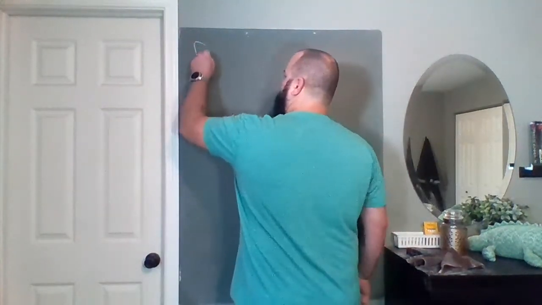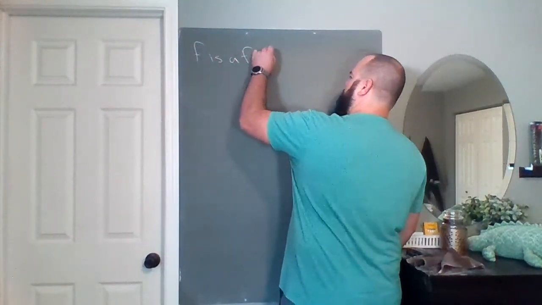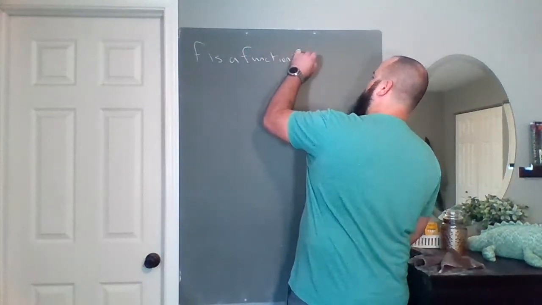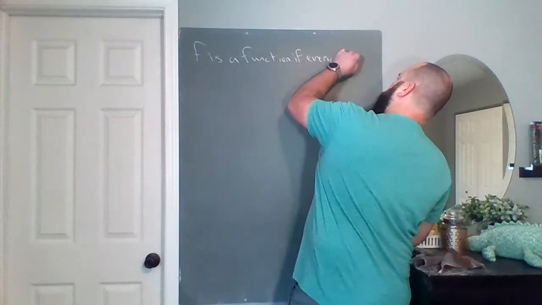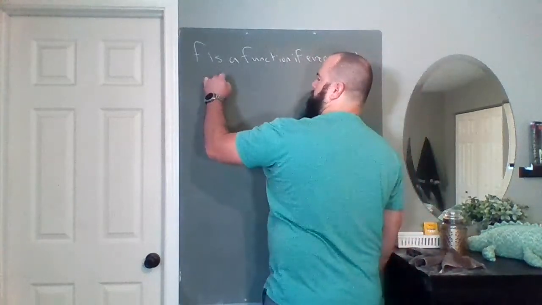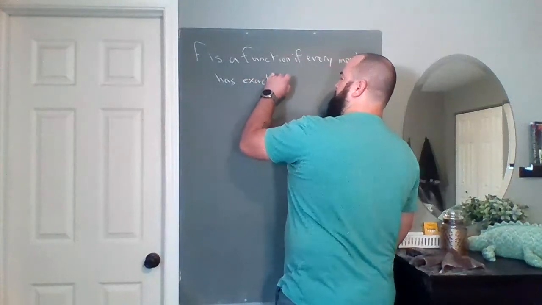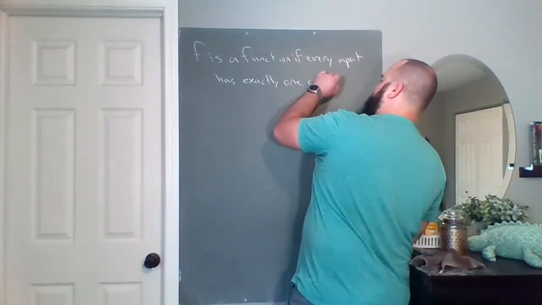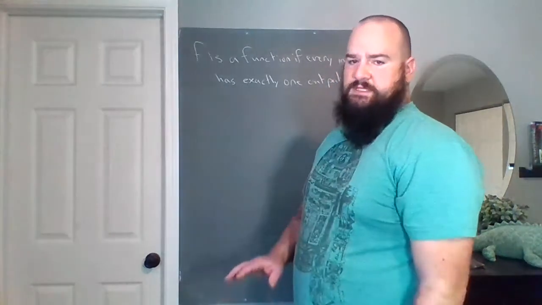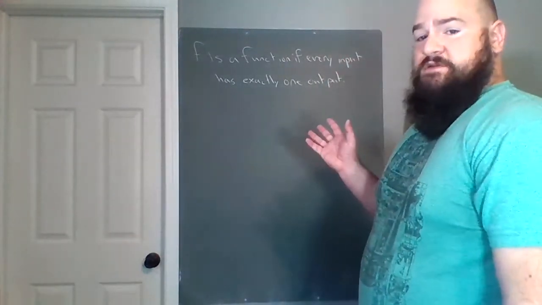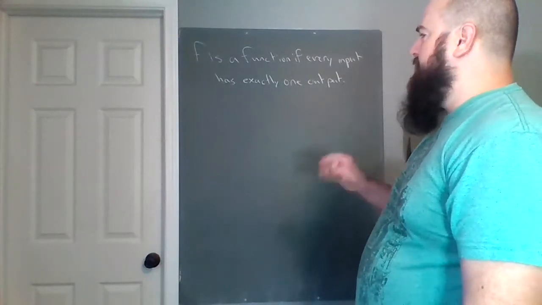And so to answer that, we have to ask ourselves, what is a function, right? A function is any relation such that for every input, there's one output, right? So we'd say that f is a function if every input has exactly one output. Okay? Definition of a function, day one. So, every input has exactly one output.